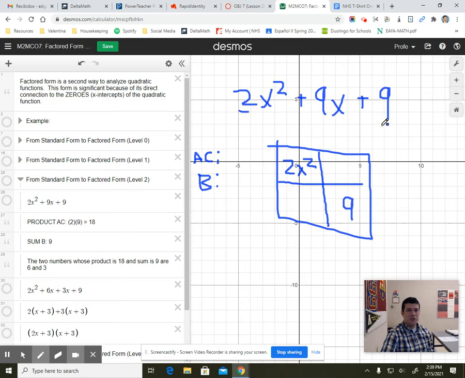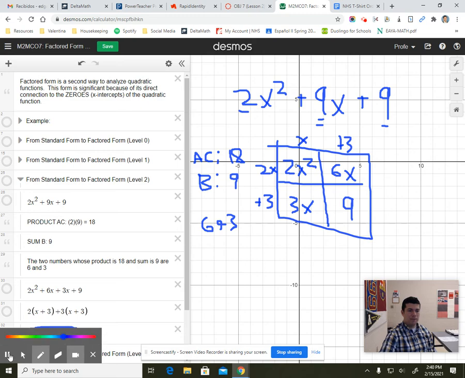My AC is going to be 2 times 9, which is 18. I need two numbers that multiply to 18, but whose sum is 9. Those numbers are 6 and 3. So I can go ahead and fill in 6x and 3x. You see, the AC method just helps me discover what those two separate diagonals are. All right, now I can start factoring. What expression will go into 2x squared and 6x? Well, that would be a 2x. That makes this guy an x, which makes this guy a positive 3, and this one's a positive 3 as well. So we end up with 2x plus 3 times x plus 3 as the correct factored form.